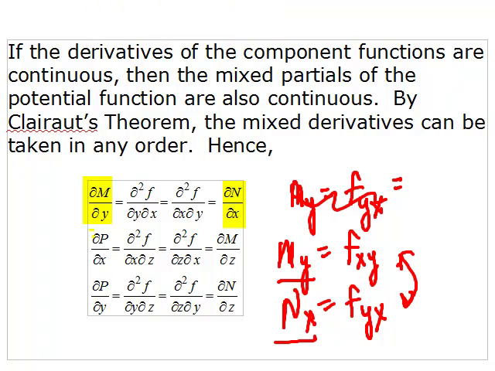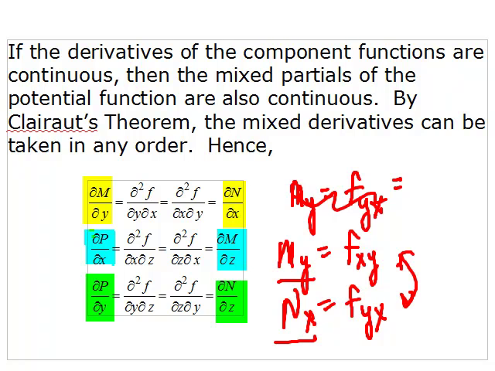Okay, here we go. The partial of p with respect to x and m with respect to z gives you the component functions, the second derivative with respect to x and z. And if you can take them in any order again, then they're equal. Therefore, those two terms are equal. And now, looking one more down, p with respect to y would equal n with respect to z.